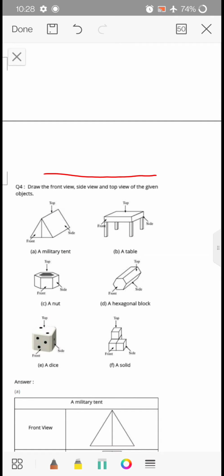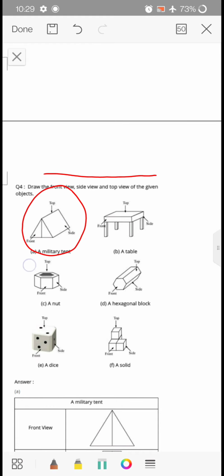I already told you, dear students, that two types of questions are possible. One is to identify the top view, front view and side view, and the other is that you have to draw the top view, front view and side view. Meaning you will be given a picture, and you have to draw the top view, front view and side view of that picture. Okay, so let's take the example of this one.